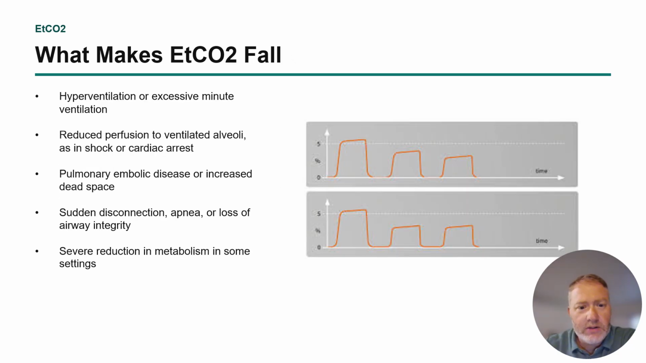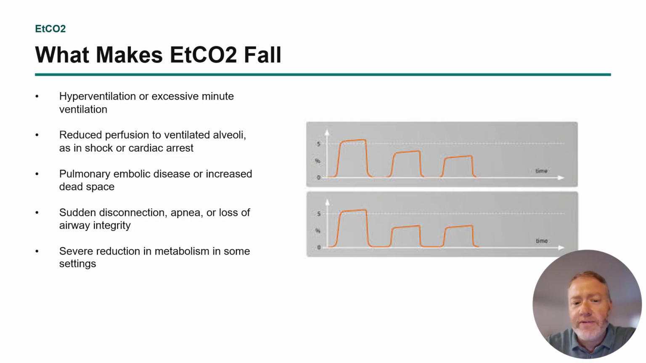Conversely, what makes end-tidal CO2 fall? Well, anything that increases a patient's ventilation, in a nutshell, and there are other reasons too. So hyperventilation, so increased respiratory rate, excessive minute ventilation, so taking deeper breaths or breathing faster will make your waveform shrink, I guess, or fall.